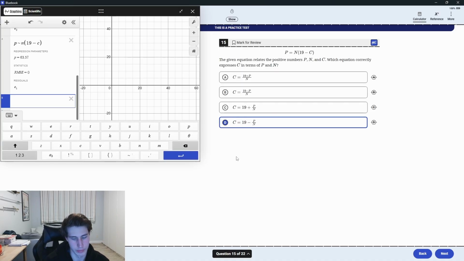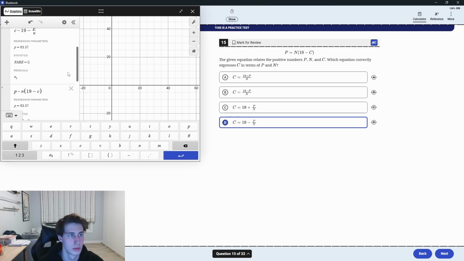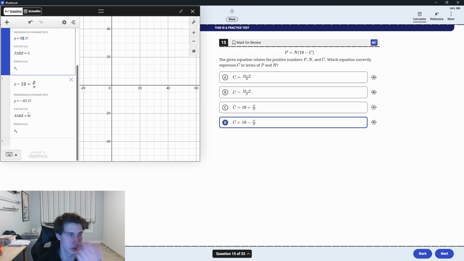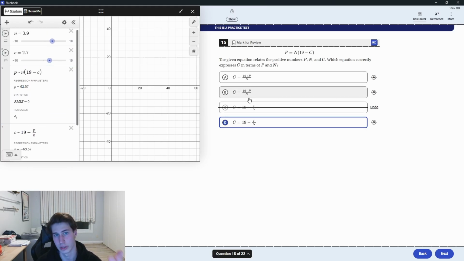And then if I was to set C to 19 plus P over N, get rid of this, you get this is negative and this is positive, which is not correct, so this one wouldn't be correct, and then these other two, A and B, also aren't correct, so C or D is the only answer.